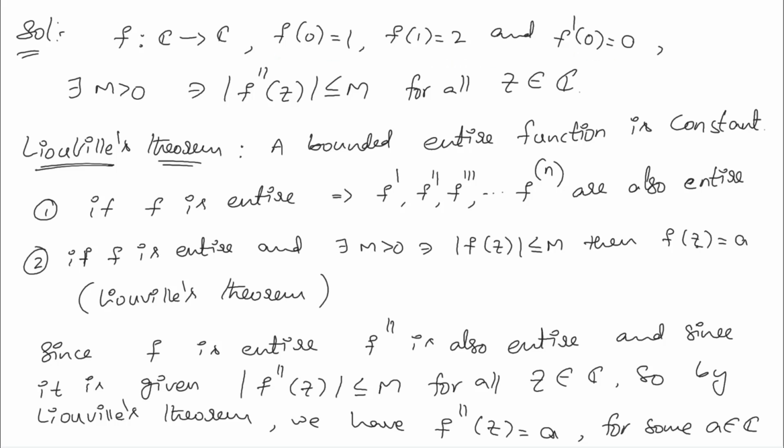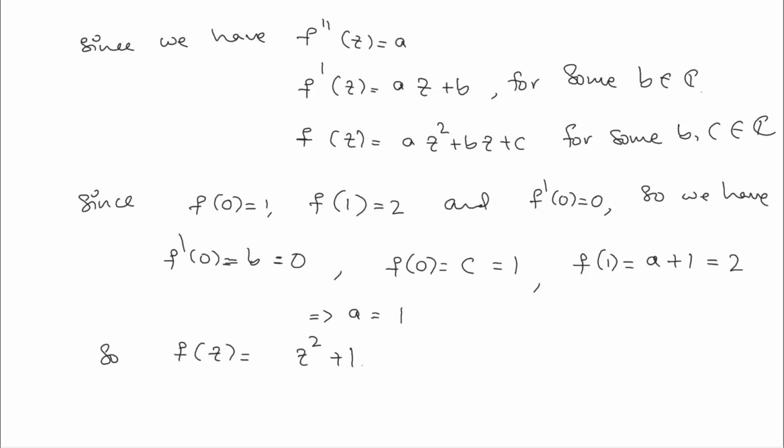And of course we can find the m for which f double dash of z is less than or equal to m. Of course we don't need it, but just for clarification, f double dash of z is nothing but a, and we got the value of a as 1 here. So we can take the value of m equal to 1. Of course we don't need it, but you can see this function satisfies all the given conditions.